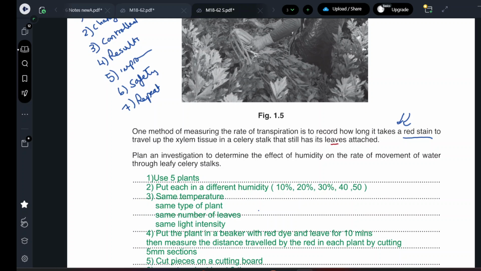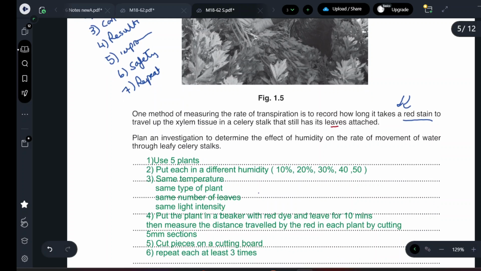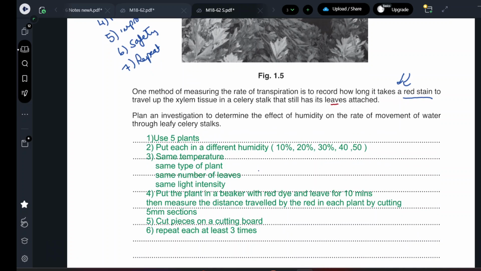Here I wrote the first method. Put a plant in a beaker with a red dye, leave it for 10 minutes, measure the distance traveled by the red stain in each plant by cutting 5 millimeter sections, or you can even make it smaller to be more accurate. Since you use the cutting, I will tell him to cut on a cutting board and then repeat the experiment at least 3 times and calculate average.